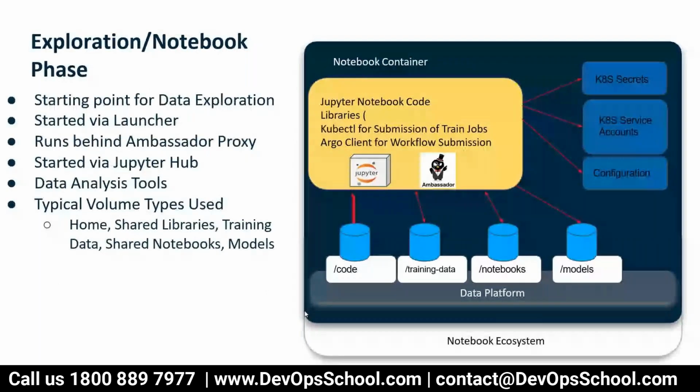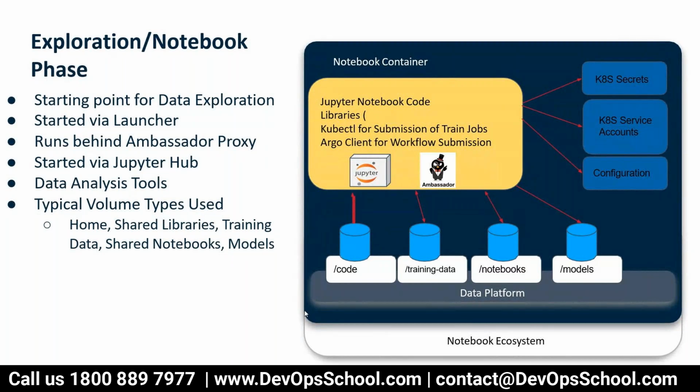Starting with phase one, what are you going to do? The first thing you're going to do is exploration. And when you do the exploration phase, how can you do that? There is one tool called Jupyter Notebook, which we know. Using that, you can do the explorations. The starting point of data exploration is started via a launcher, meaning you will have buttons and all.